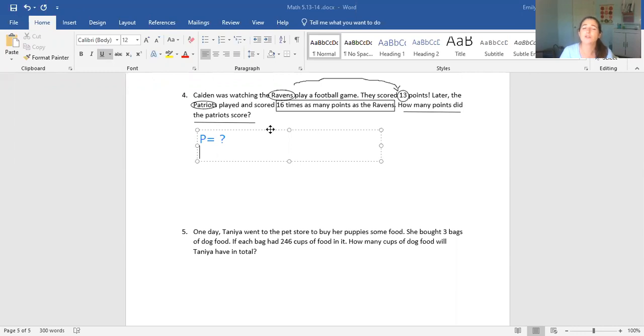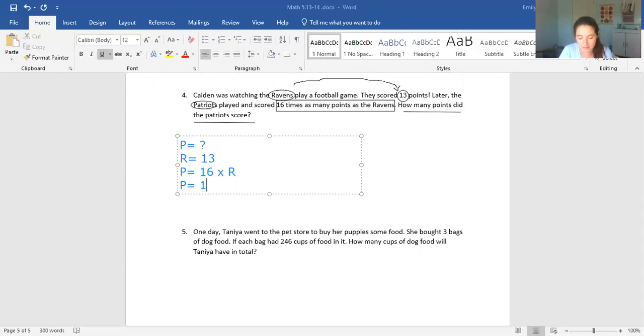But then we look and see, what do we know? We know that the Ravens scored 13 points. And then we also know that the Patriots scored 16 times as many as the Ravens. So the Patriots equals 16 times what the Ravens scored. And we can fill in this R. We know what the Ravens scored, right? So we can make an equation out of this. We can say the Patriots scored 16 times what the Ravens scored. I'm using this equation here. And then I'm filling in the R as 13 because R equals 13.